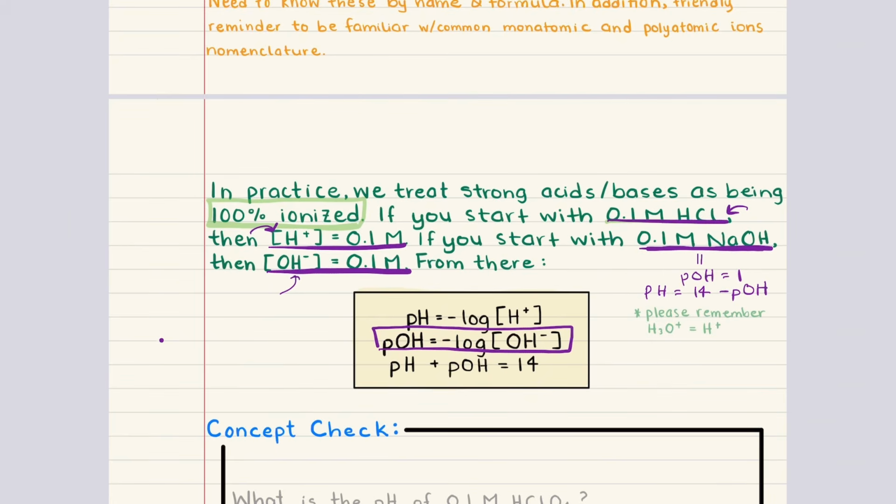Now, the key point is that for strong acids and strong bases, the ion concentration equals the initial concentration because there is complete dissociation. So if you can keep that single point in mind, it will make calculations for strong acids and strong bases super easy. And this gives us a really simple framework for handling strong acids and bases.